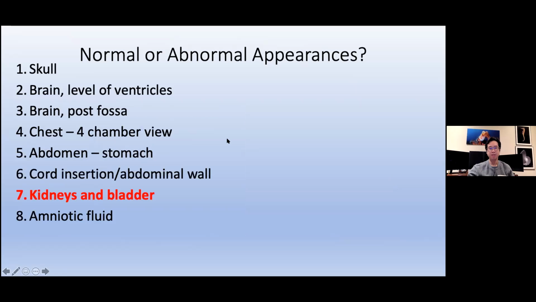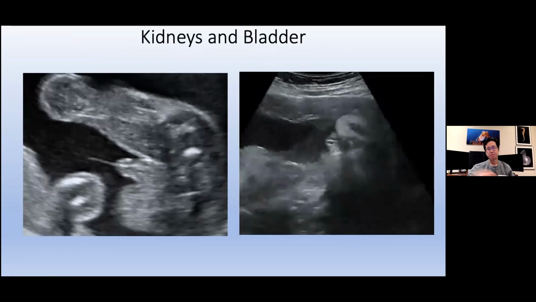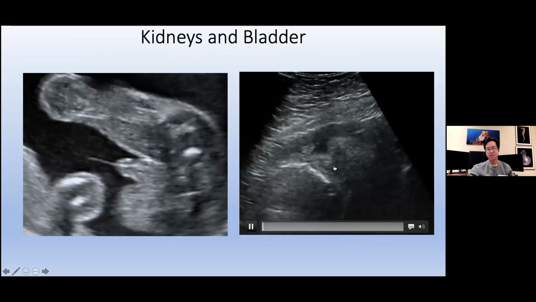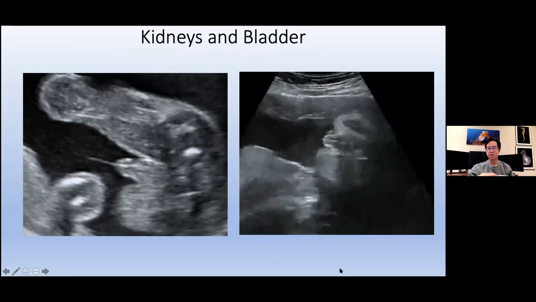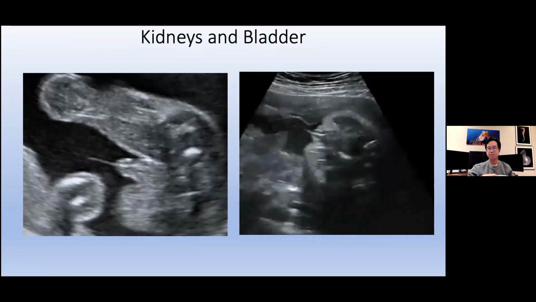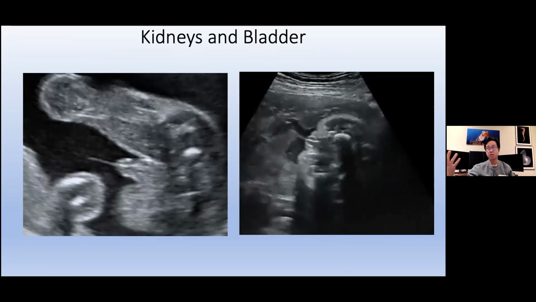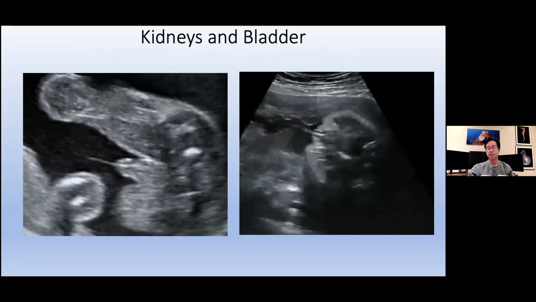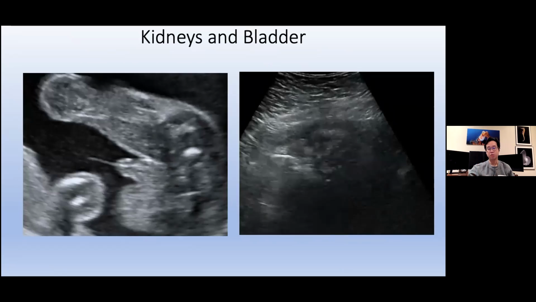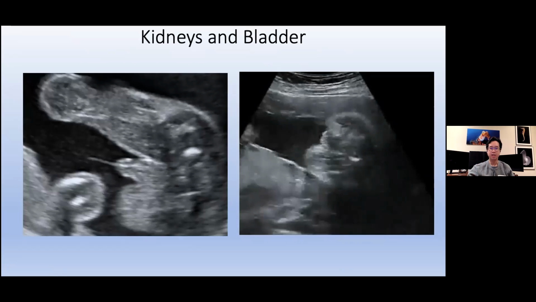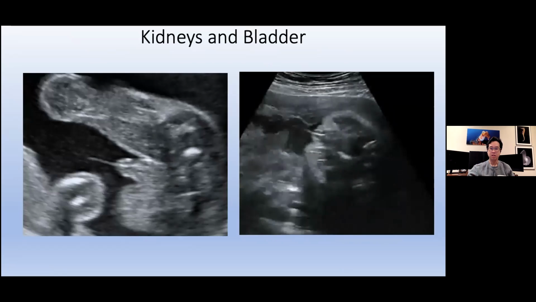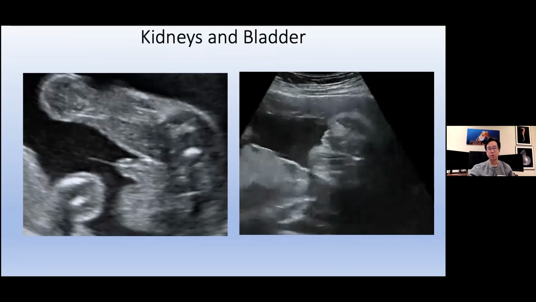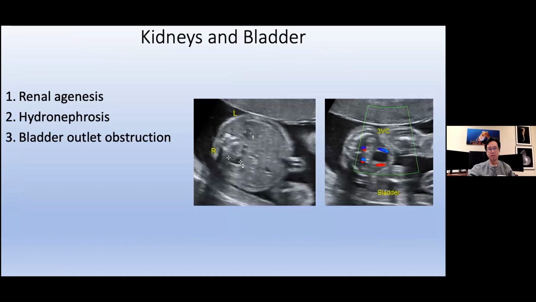Okay, kidney and bladder. This is the male fetus. That's kind of the only time that we would want to consider fetal sex, if we see an anomaly with the collecting system and we're wondering about potential posterior urethral valves. Otherwise, the fetal sex determination is not crucial to what we are looking for.